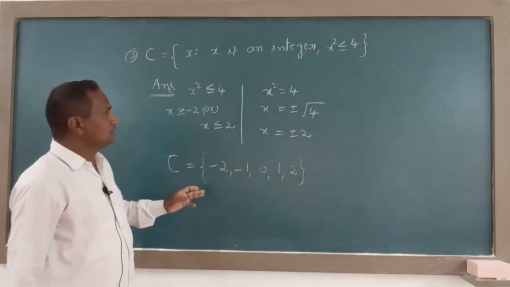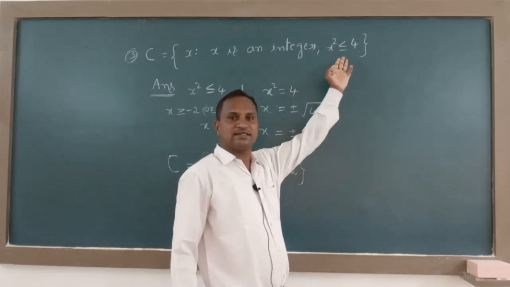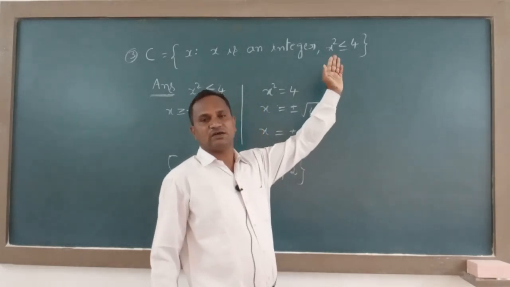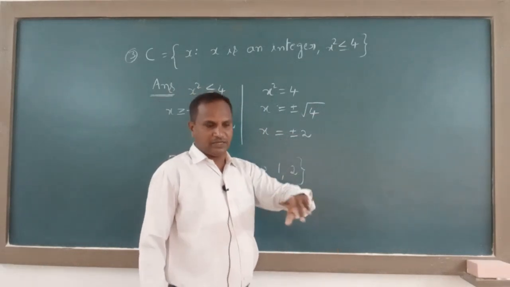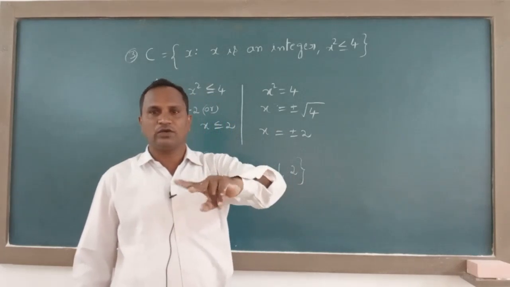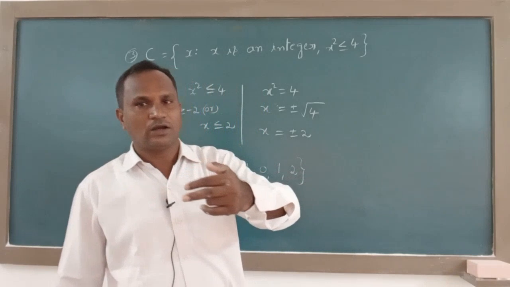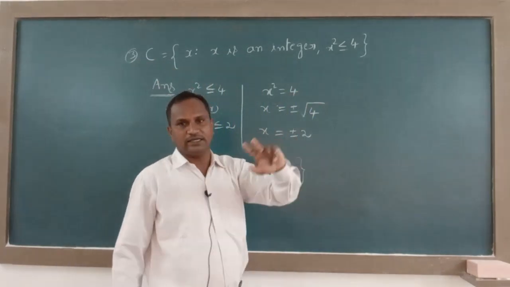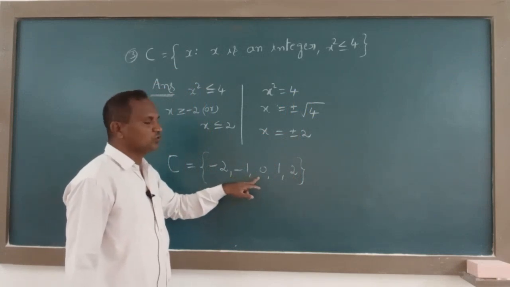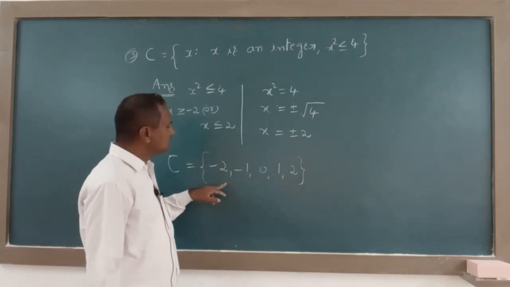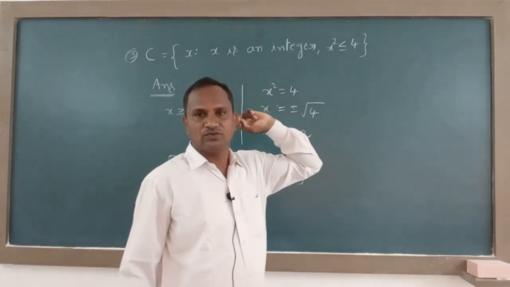This is the answer. If you observe here, minus 2 whole square is equal to 4. Less than or equal to: here two meanings are there. It may be less or it may be equal, but you must get less or equal, not more than. That's why minus 2, minus 1, 0, 1, 2, all these 5 elements satisfy this condition, x square less than or equal to 4.